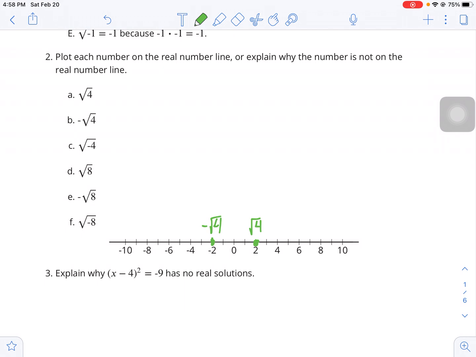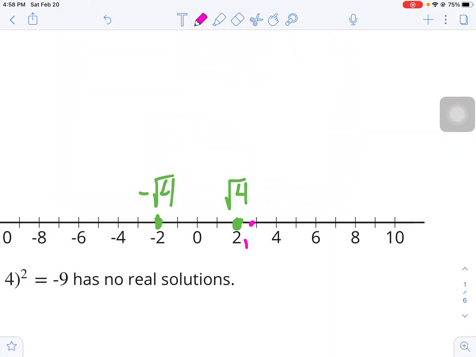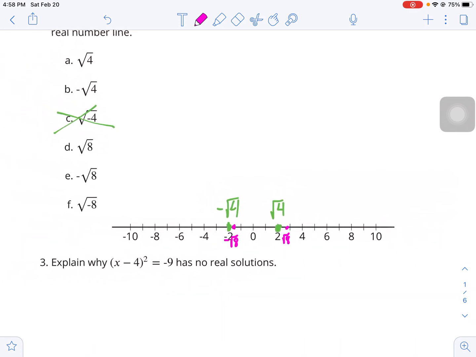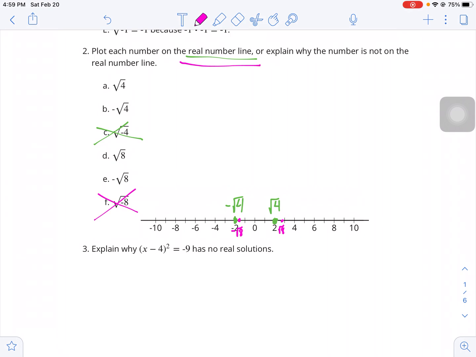Letter C, the real number line has no solutions here, so we cannot do that one. Letter D, the square root of 8. We know that 2 squared is 4 and 3 squared is 9, so the square root of 8 is going to be somewhere close to 3, but not quite there, so we'll call that the square root of 8. And then the negative square root of 8 for letter E would be over on this side, and looks like that. So those are the ones that we can plot. The last one we cannot plot because it's the square root of a negative number, and again we're dealing with the real number line, so that one does not work.